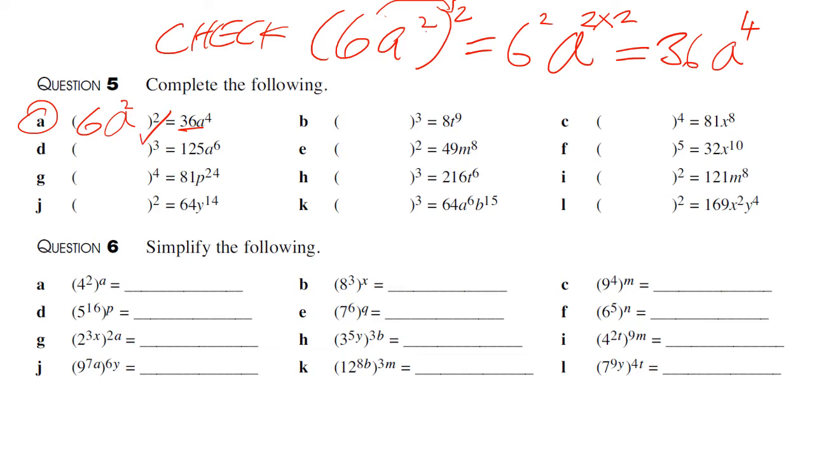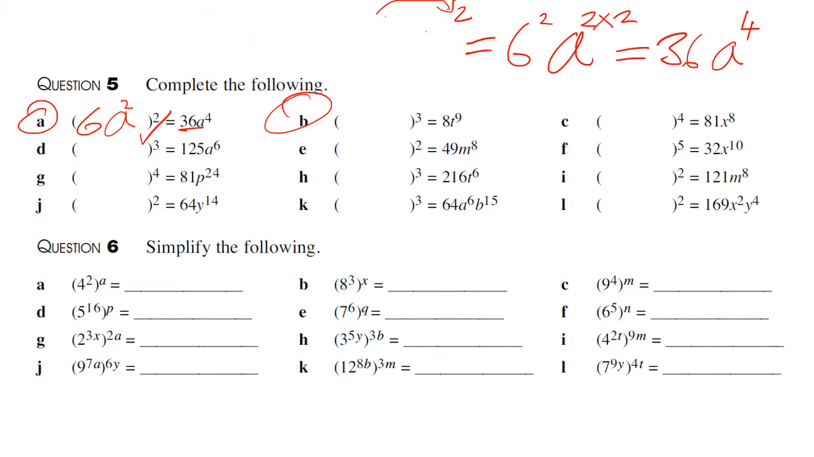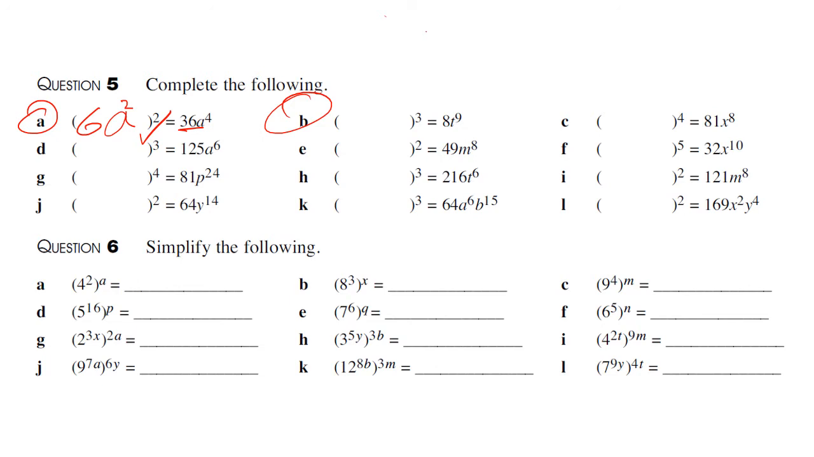Alright, I'll do another one for you. Let's try B. Okay, I'm just going to use this space up the top. So what it's saying is, what should go inside the bracket for me to end up with 8 times t to the power of 9?